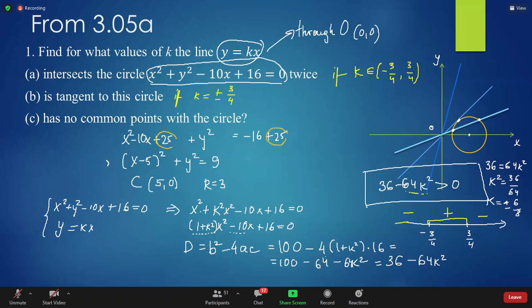And there are no common points in all the rest of the situations. That is, if the absolute value of k is greater than 3 over 4. Remember what the absolute value, or the modulus, of a number means. It means the distance from the starting point, from 0. So evidently, if the distance of the number k from 0 is greater than 3 over 4, then the line has no common points with the circle.